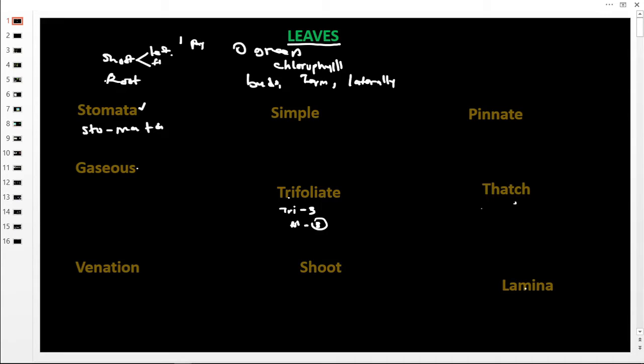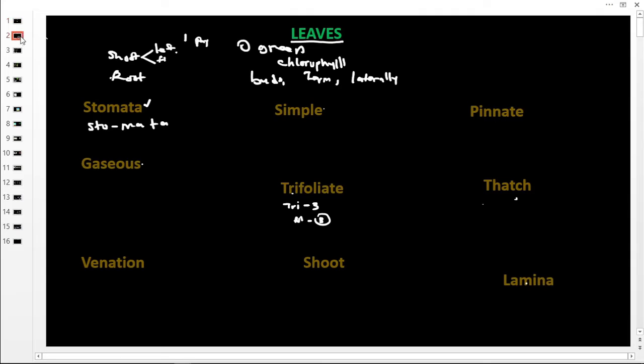Therefore, I urge you to pause the video and write these words in your book. I'm reading them once again: simple, trifoliate, shoot, lamina, thatch, pinnate, stomata, gaseous, venation. So let us now move on and see parts of a leaf.